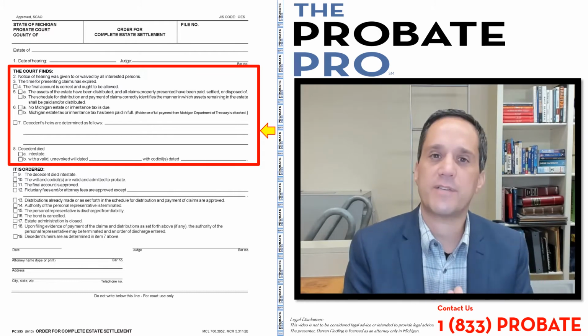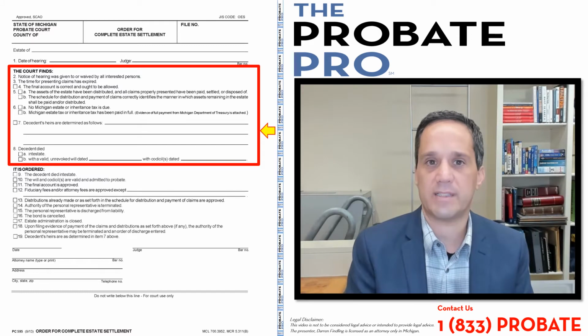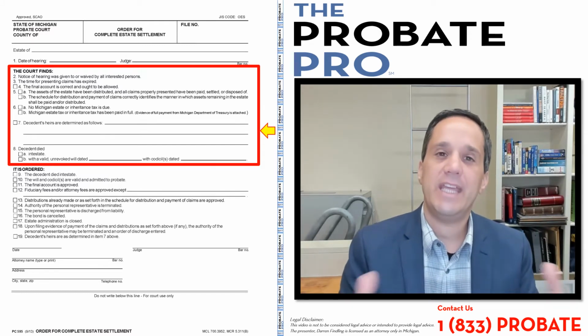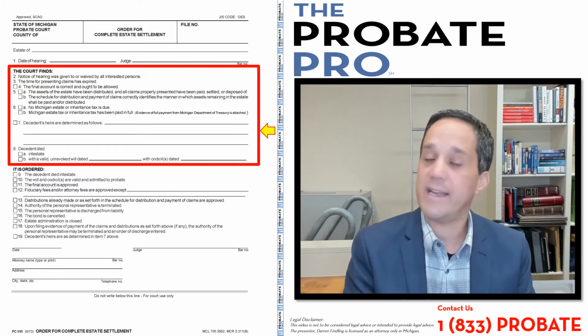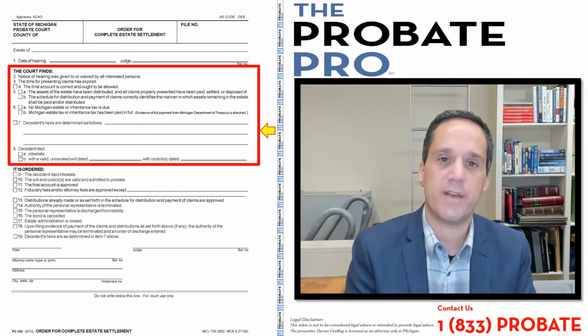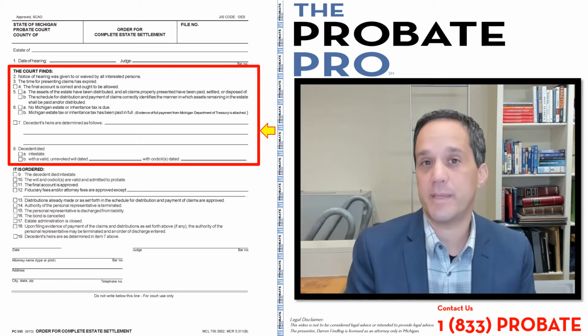So that period of time must have elapsed before the court is going to enter an order for complete estate settlement. Section 4 provides that if a final account was included in the petition, and it doesn't have to be, the statute actually allows you to choose whether you want to submit a final account or not. But if you have brought one forth before the court, the court will have then allowed the account, finding that it's correct and ought to be allowed.